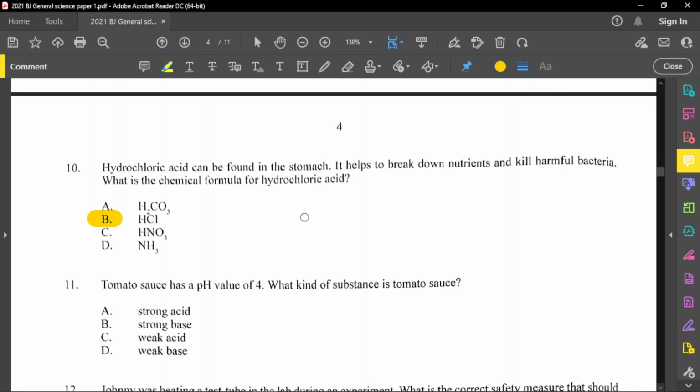All right. Before I go on, the first one, A, is carbonic acid. C is nitric acid. And D is ammonia. All right. So HCl is for hydrochloric acid.